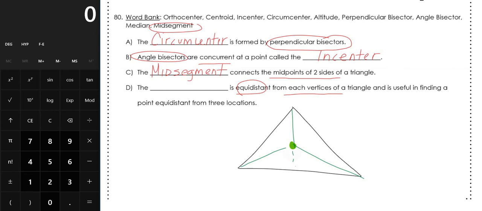So if I get the perpendicular bisector of each side, they're going to cross at a point known as a circumcenter. So again, for D, my answer is circumcenter. So this is a big vocab question. Okay, moving on to 81.